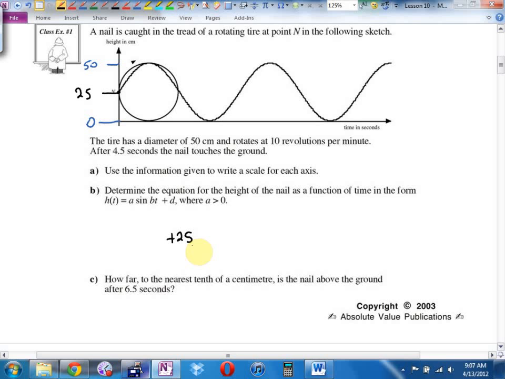By the way, A says use the information to write a scale for each axis. I'm actually just going to write a couple of points. Well, I guess there's a scale, going up by 25. Okay. Oh, and let's write the height as a function of time. Oh, I can also do the amplitude, which is what? Here's the middle. How high, how low, how high. Also happens to be 25. In this case, our vertical displacement and our amplitude are the same.